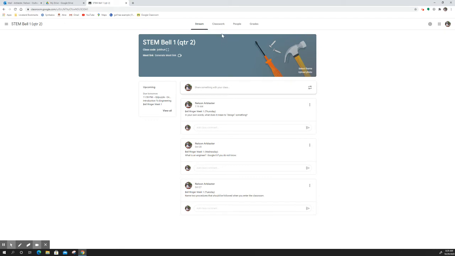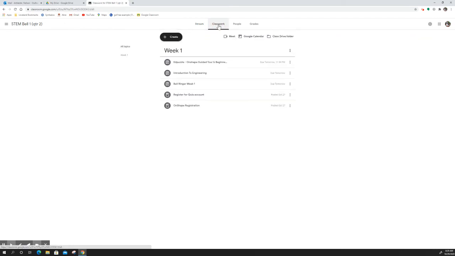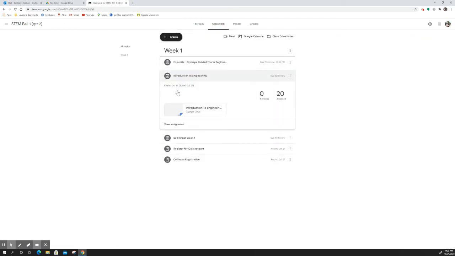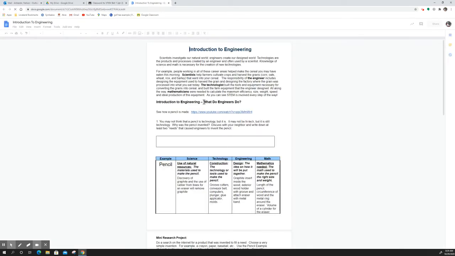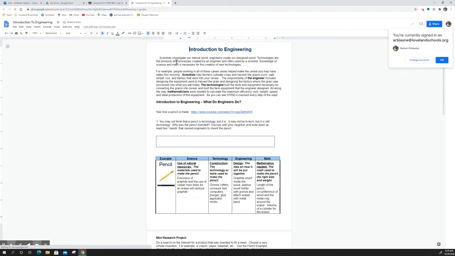All right. And you will see here under classwork, Introduction to Engineering. Go ahead and open that up. All right. And I'd like you to read this first paragraph, first 2 paragraphs. Basically, it's talking about how even when you woke up this morning and the breakfast you had, you can probably thank engineers for even the bowl of cereal that you ate this morning.